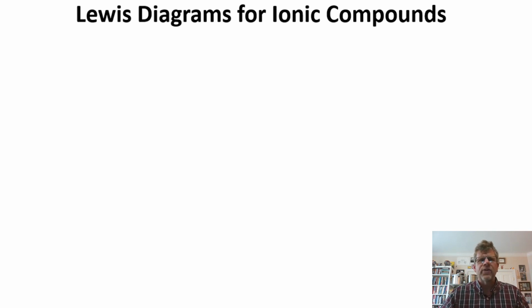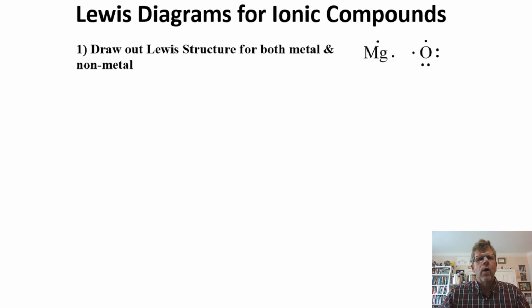First step in the Lewis diagram for an ionic compound would be to draw out the Lewis structure for both a metal and the non-metal. In this case, we have a Lewis structure for an ionic compound of magnesium and oxygen. And I know it's an ionic compound in this case because magnesium is a metal and oxygen is a nonmetal. So it is going to be an ionic structure. We looked at that in the last case.